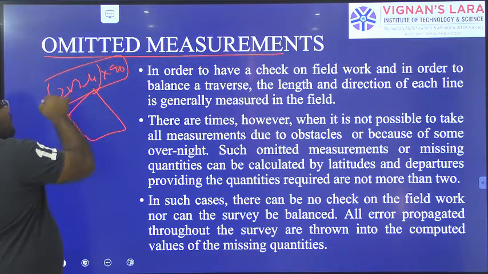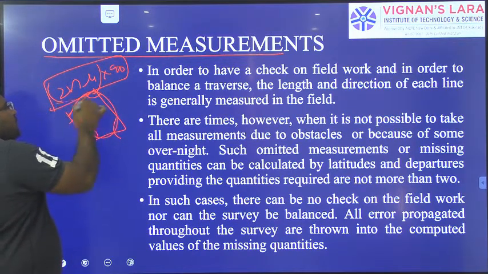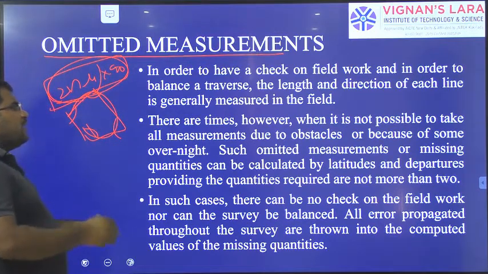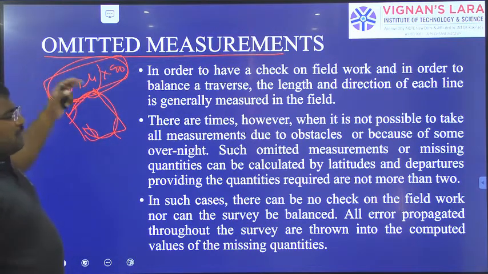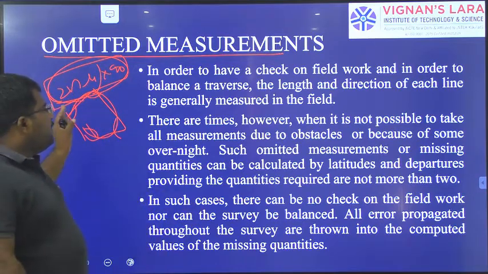By summing all the included angles, that value should be equal to this value. Only then can we say that there is a balance. Whatever traverse you did, the closed traverse is a correct one, without any error.